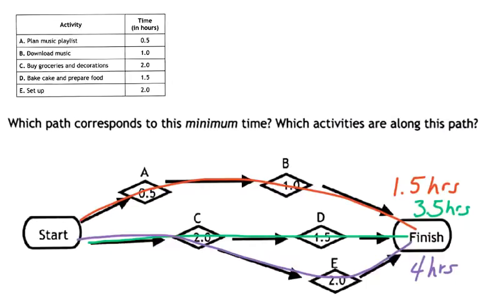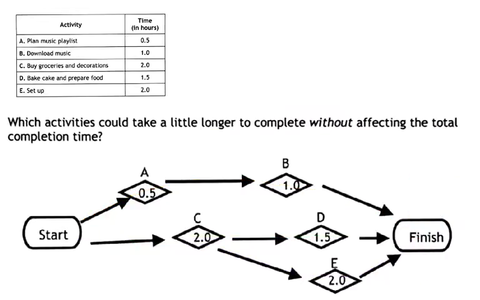Which path corresponds to this minimum time? The path going from C to E corresponds to the minimum time. It's pretty strange that the minimum time we asked about in this question is actually the longest path in the graph. And those activities are buying groceries and setting up. Everything else can be done while we're buying groceries and setting up.